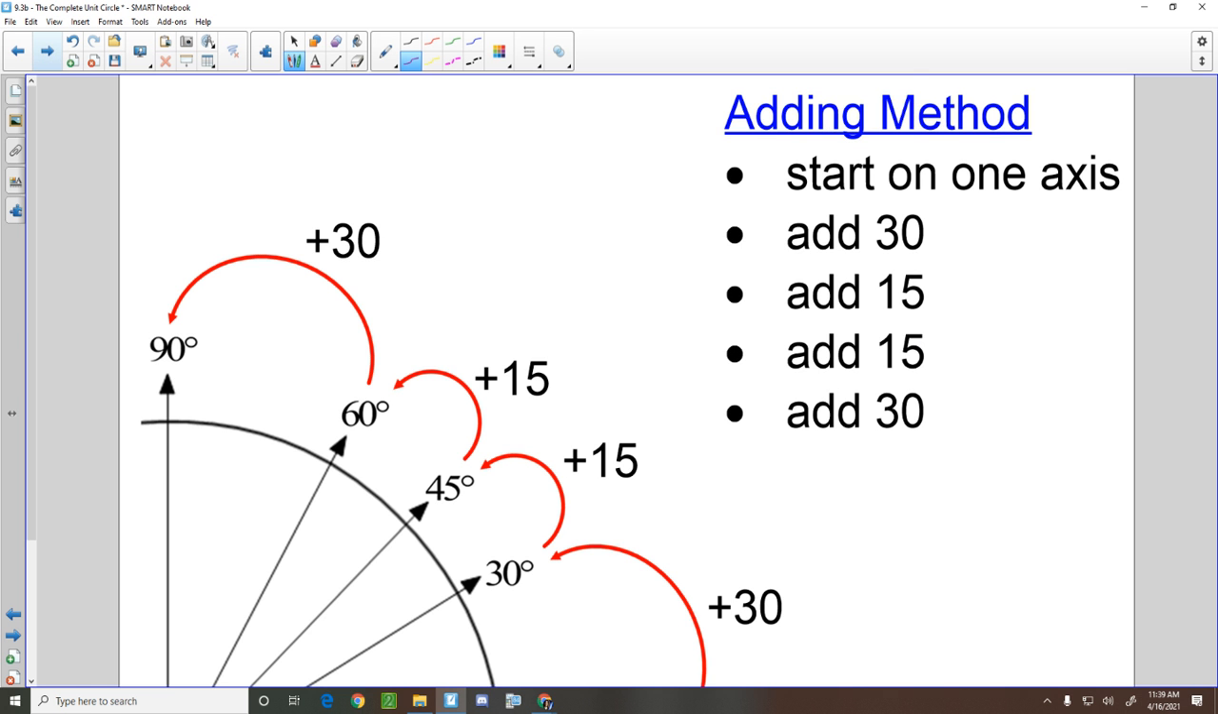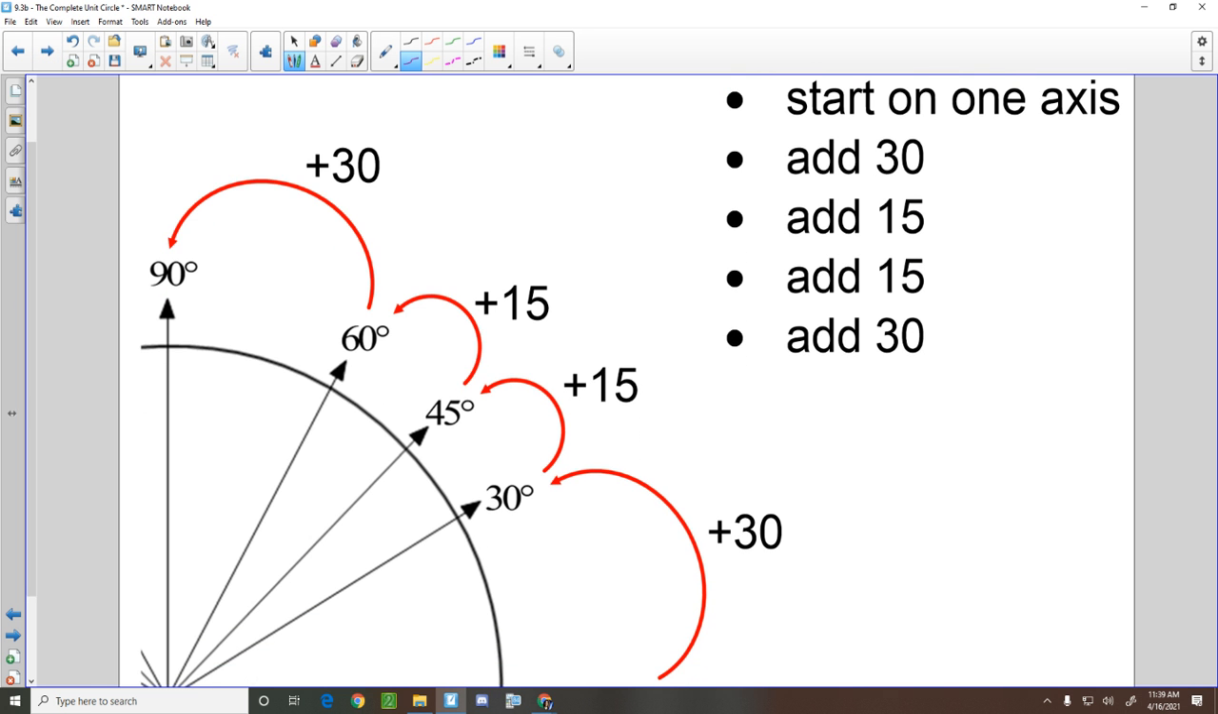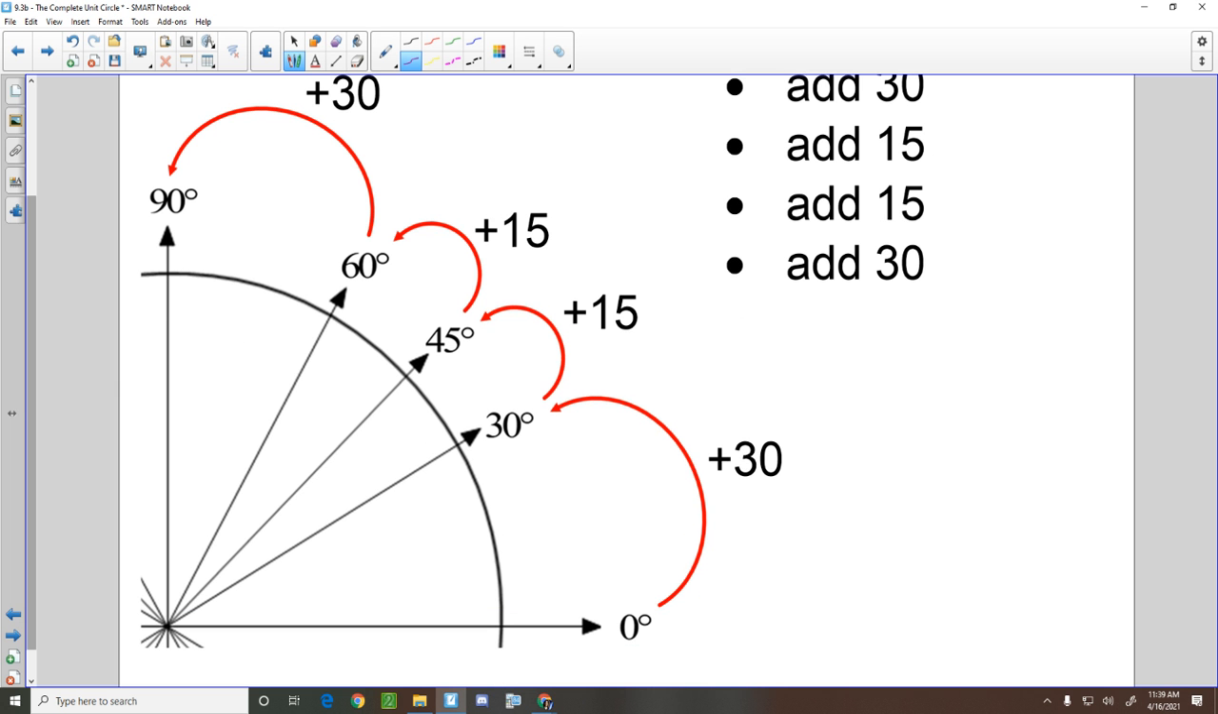So here's how this adding method works. You just start on one axis, for example, at 0 degrees. And you add in this pattern. You add 30 to that number, and you get 30 degrees. Then add 15, you get 45. Add 15 to that, you get 60. Add 30 to that, and you get 90. And boom, there are all the angles in that quadrant. You just have to remember the pattern, 30, 15, 15, 30. But that exact pattern will just continue to repeat all the way around the unit circle.